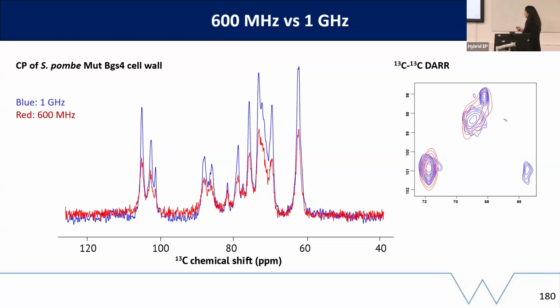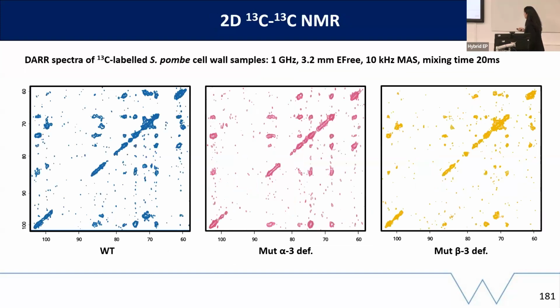And if we look at the carbon-carbon correlation spectra, we do see that the resolution of the cross peaks is much better on the gigahertz. So this shows why we need higher fields for our sample. Further, these are carbon-carbon correlation spectra of the three samples, wild type, alpha 3 deficient, and beta 3 deficient mutant on the gigahertz spectra. The mixing time is 20 milliseconds over here.